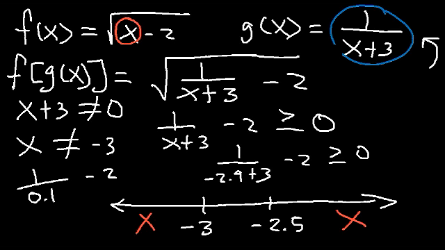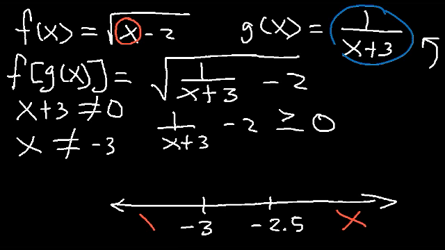1 divided by 0.1 is 10. 10 minus 2 is 8. 8 is greater than 0, so that is true. It works in that region. So let's put a check.